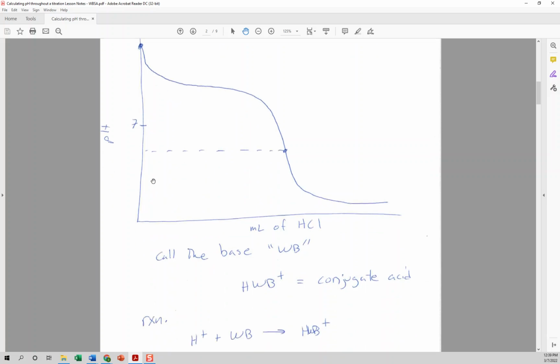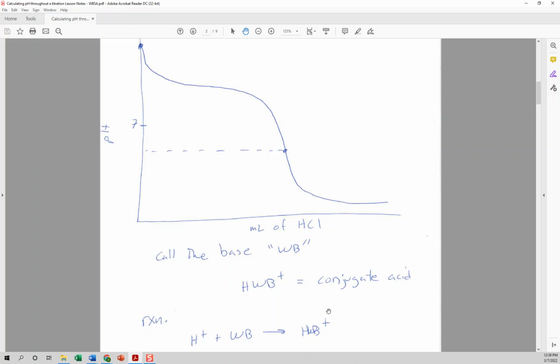All right. So I'm going to call this weak base WB, and so that means its conjugate acid is HWB plus, right? So how do you get a conjugate acid of a weak base? You just add an H plus to it. So if this is the weak base, then this is its conjugate acid.